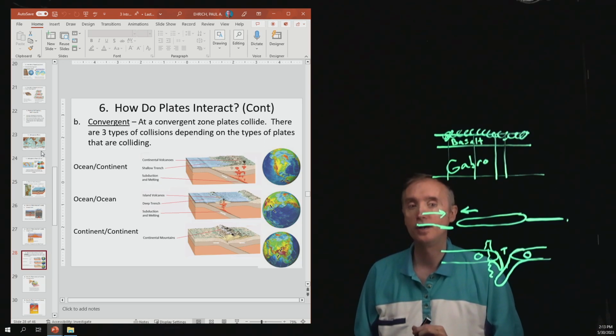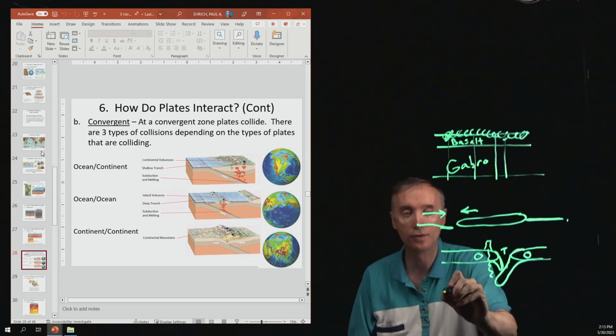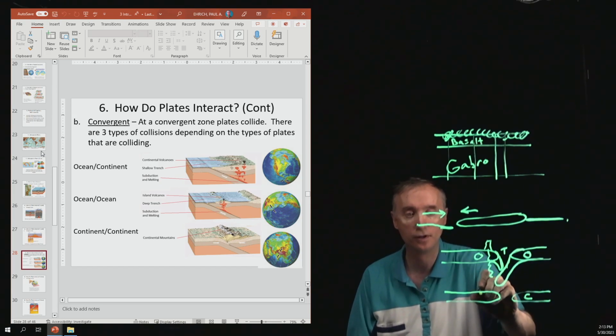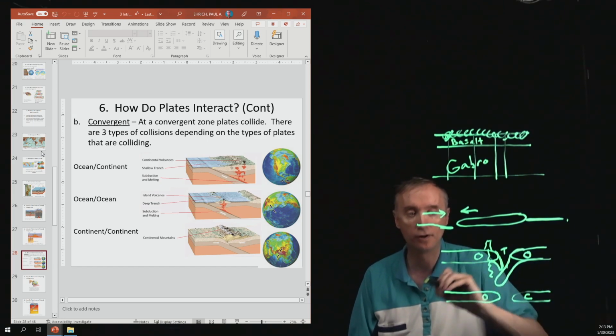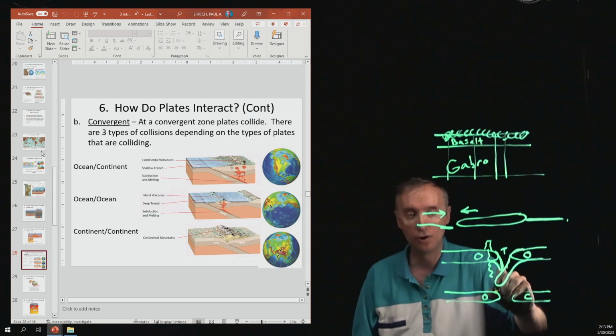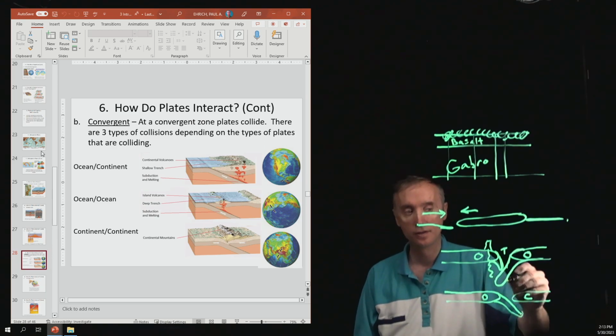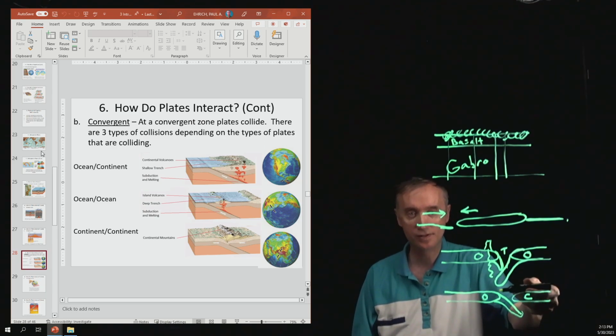Okay, the next thing would be what would happen if an ocean was to collide with a continent. So here's your ocean, and now let's say that this is a continent. So this is continental crust, continental lithosphere, oceanic lithosphere over here. They're going to collide. The ocean is always going to go underneath the continent because it's more dense. The continent just basically stays put.